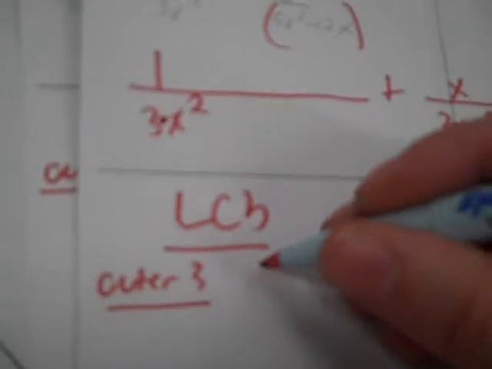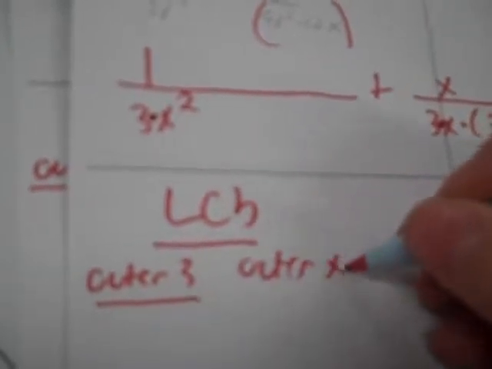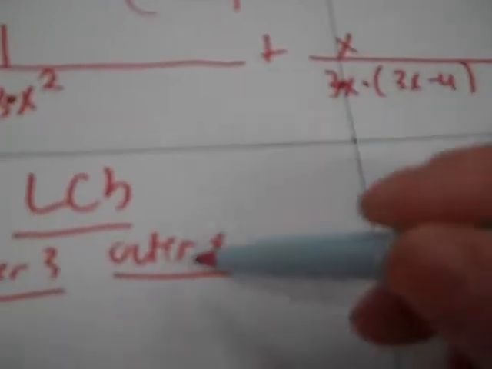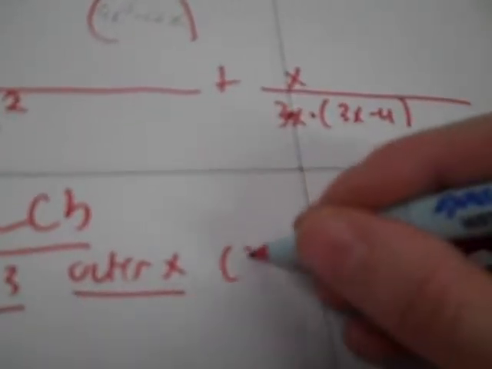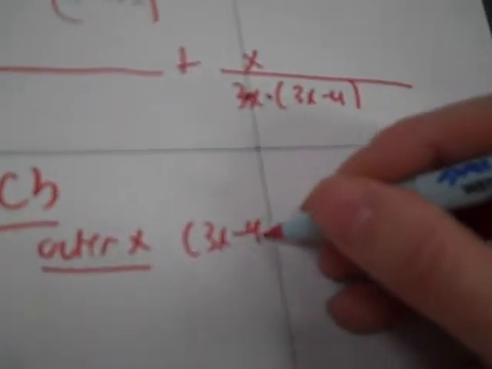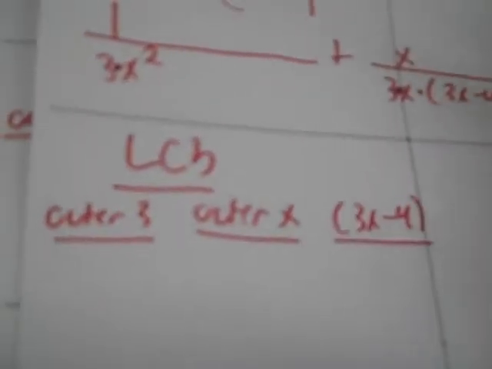Okay, so the first factor is outer 3. Remember, don't put outer x to the second. We just put outer x. Okay. Outer 3 I've already got. Outer x I've already got. And then we have the parentheses, 3x minus 4. Okay, those are the 3 things.